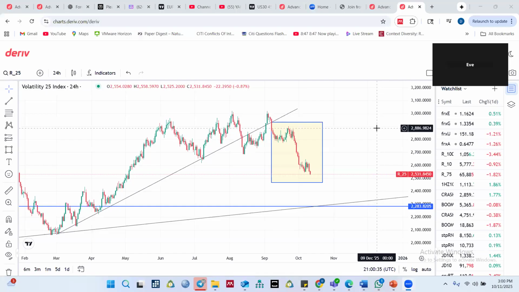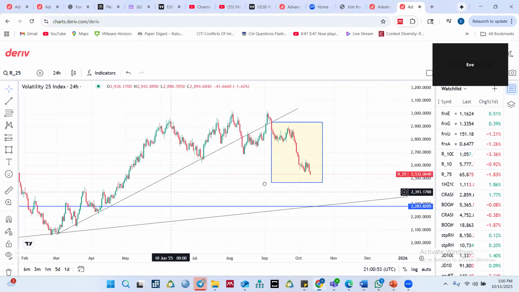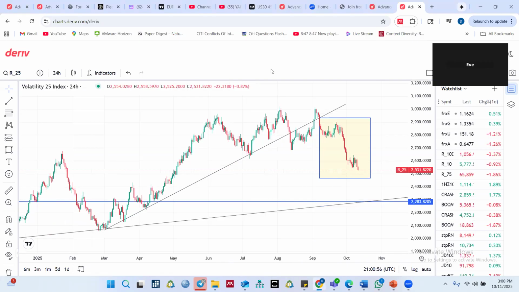When price is below the blue line, we can sell. When price is above the blue line, we can buy. Please, am I right? Yeah. Please, how do I identify price when it's below or above the blue line?